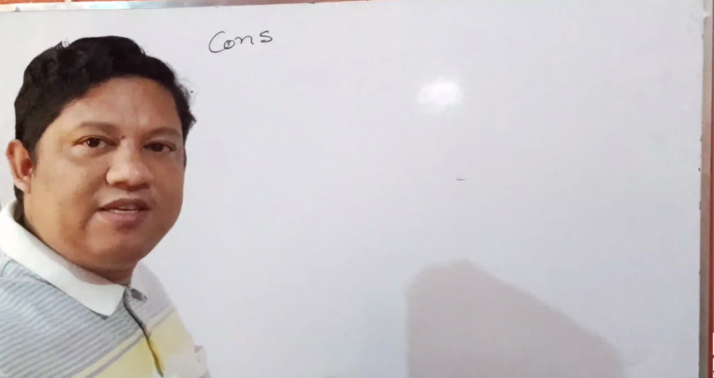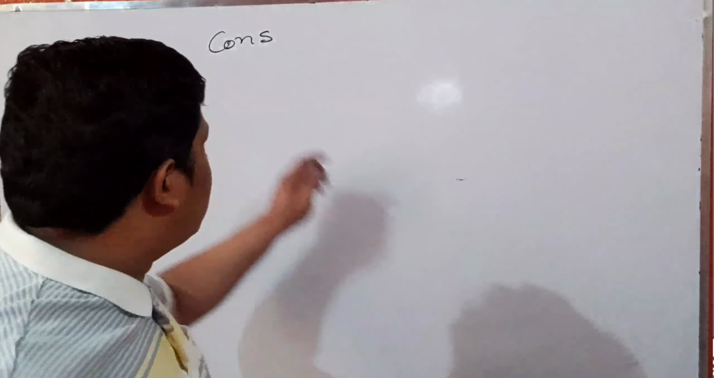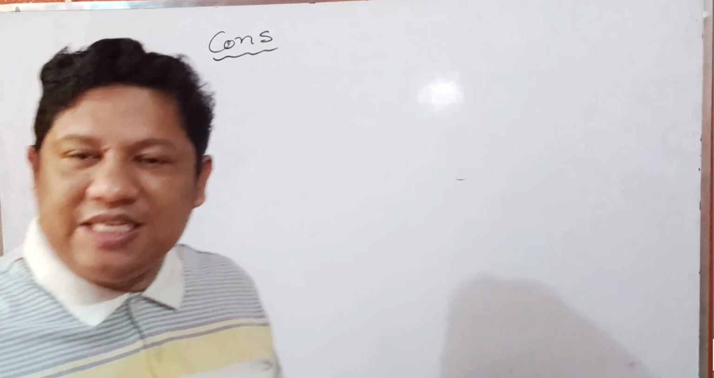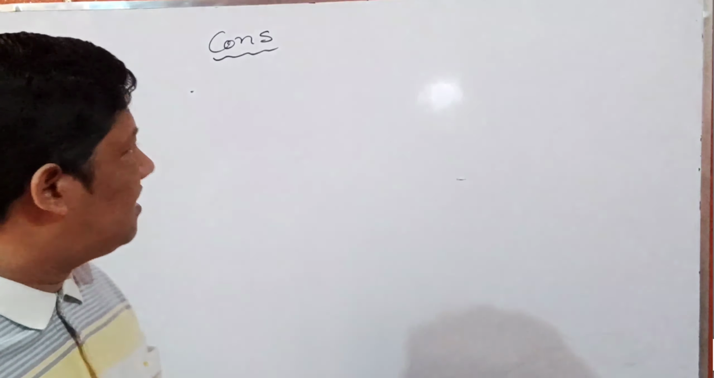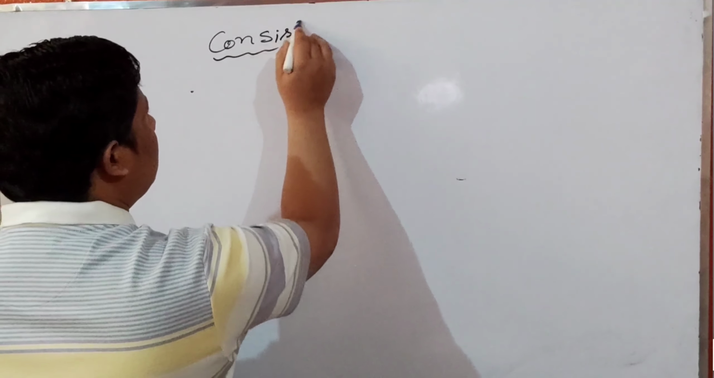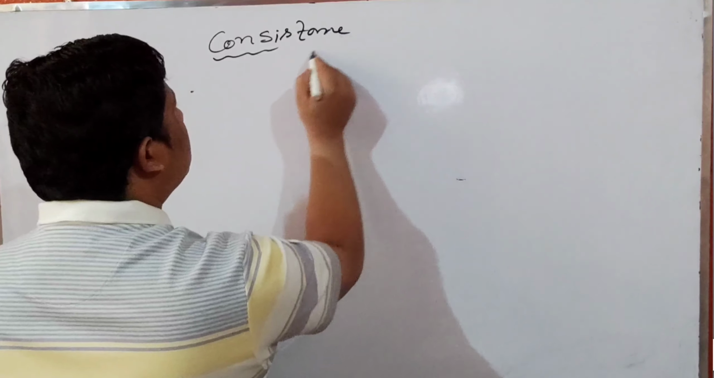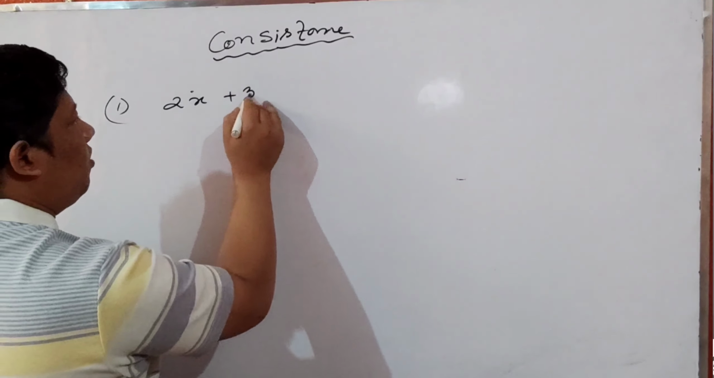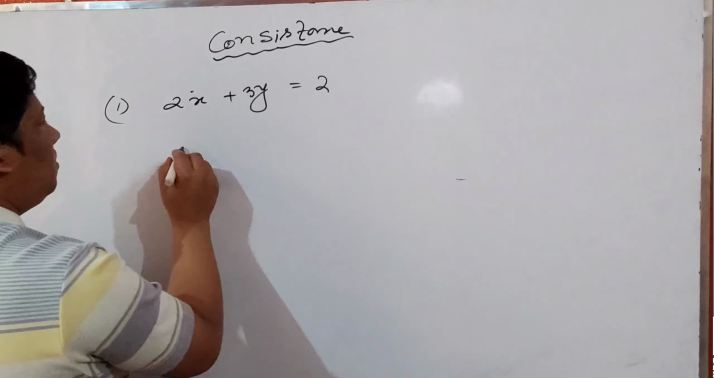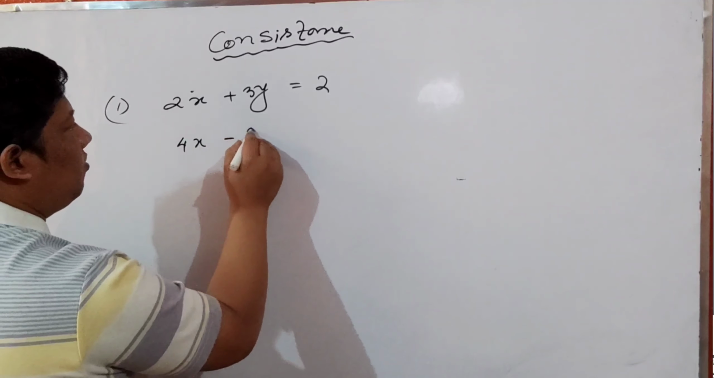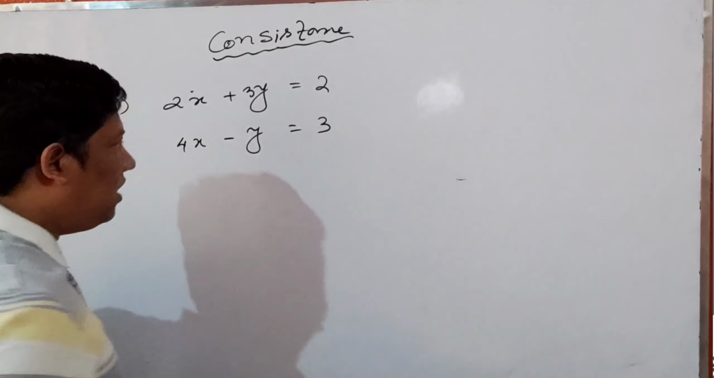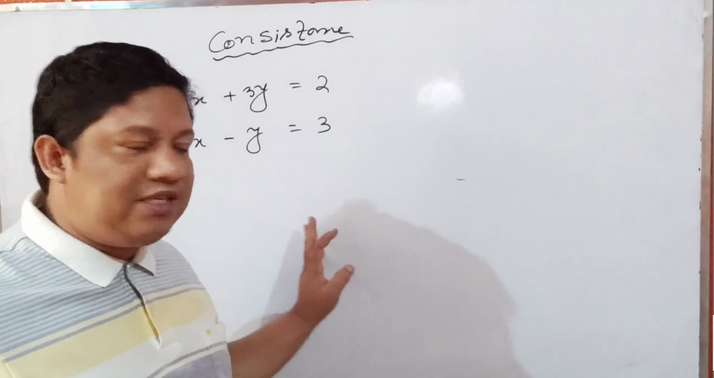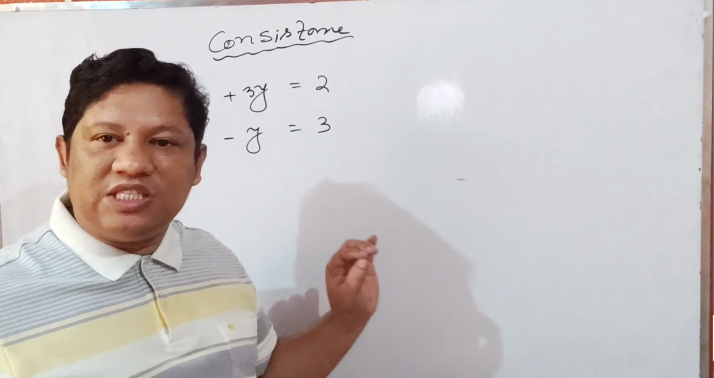Consistent or not. That means you have to check whether the equations are consistent or not. If you want to show that it is consistent or not, suppose the equations 2x plus 3y equal to 2 and 4x minus y equal to 3. Are these equations consistent or not? You have to check whether these linear equations are consistent or not.